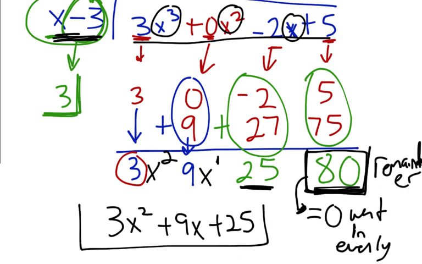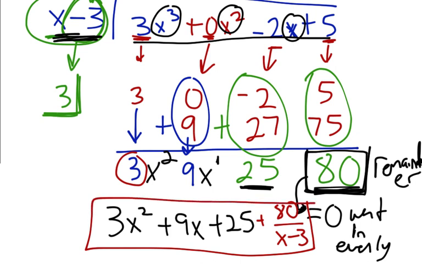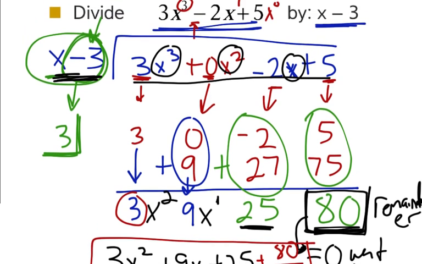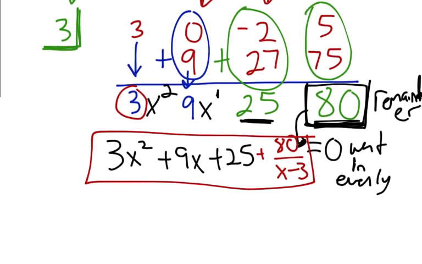So this is the result, plus the remainder, I almost forgot that, plus the 80. But I don't put plus 80, it's 80 over x minus 3. This is your final answer from dividing x minus 3 into the 3x to the third power minus 2x plus 5. Okay, now let me go back to the solution.